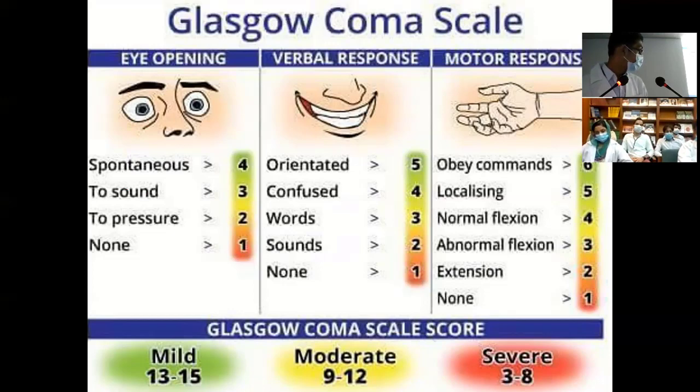Using the Glasgow Coma Scale, we will categorize the injury as mild if GCS is 13 to 15, moderate head injury if the patient has a GCS of 9 to 12, and severe injury if GCS is 3 to 8.